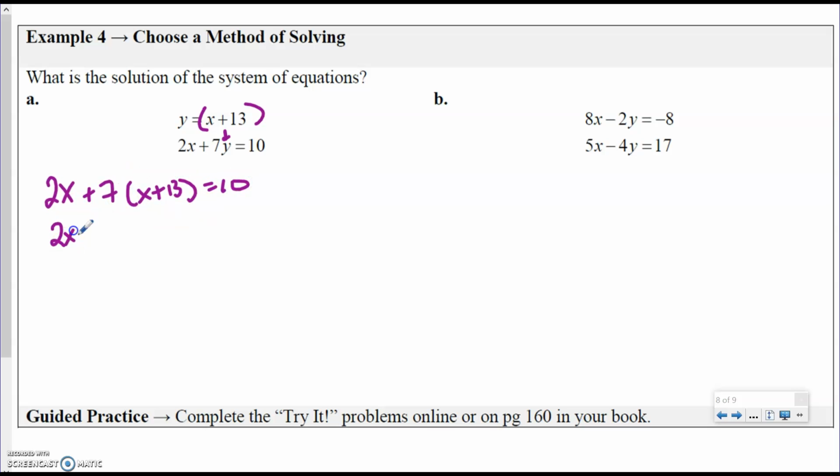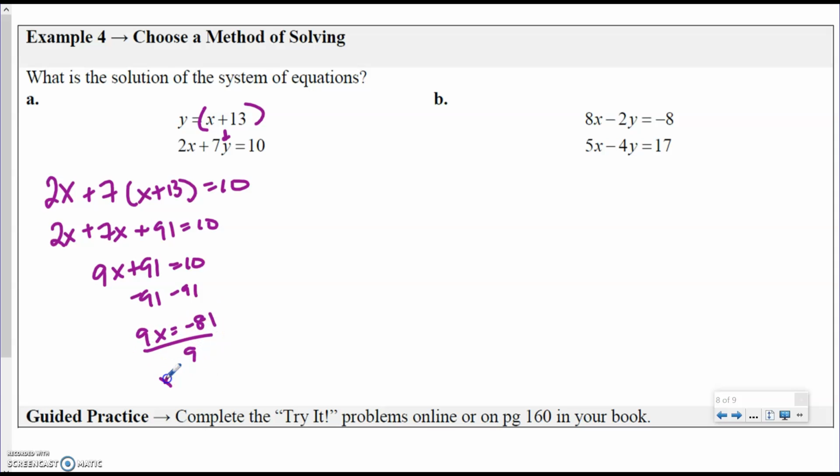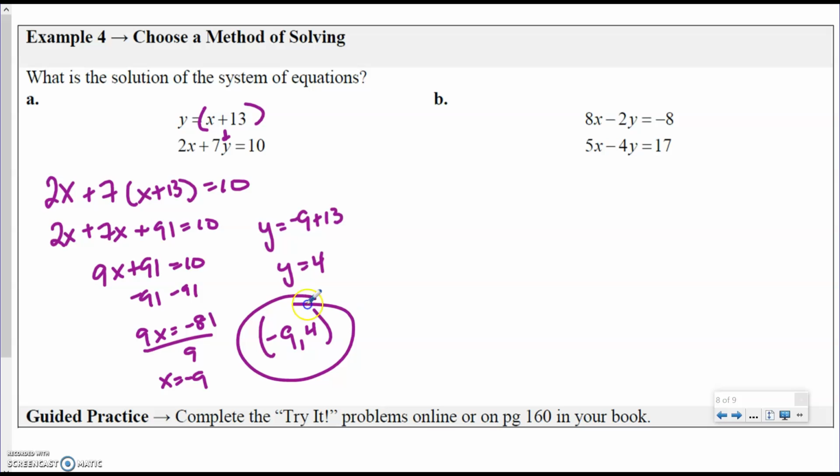And I'm going to solve by distributing. So 7 times 13 is 91. So combining like terms, subtract 91, you get 9x equals negative 81. So x is negative 9. I'm going to plug that back in here to get negative 9 plus 13, which is 4. Make sure you write your answer as an ordered pair for your final solution.